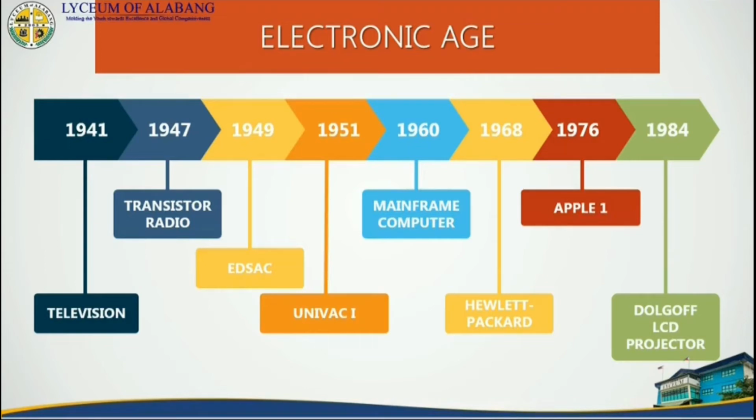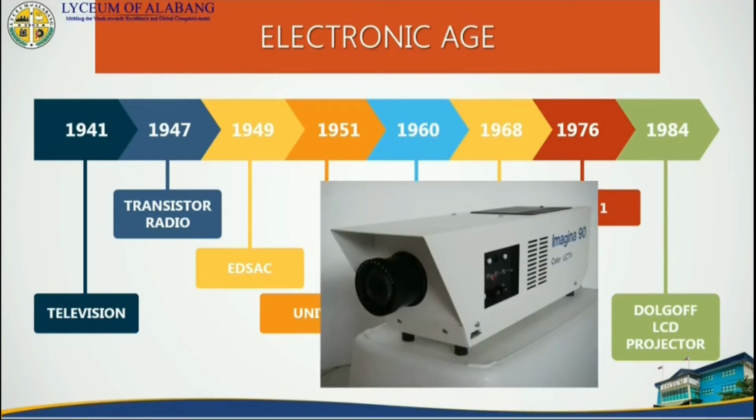He was able to complete a prototype LCD projector in 1984 when the LCD technology became more refined. He improved upon his design and patented it in 1987, and started his company Projectavision Incorporated in 1988. He also licensed the technology to other companies. The first commercial LCD projector, called the Imagina 90, became available in 1990. Today, Epson and Sony are the two major companies that manufacture LCDs for LCD projectors. LCD projectors are popularly used in different avenues. So we have here the Imagina 90 in our picture.